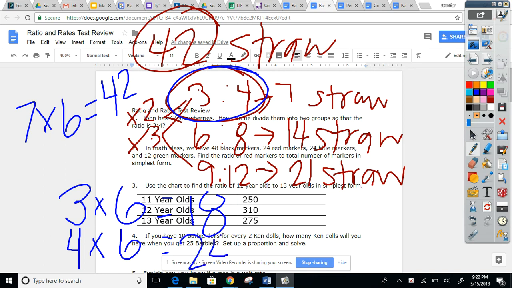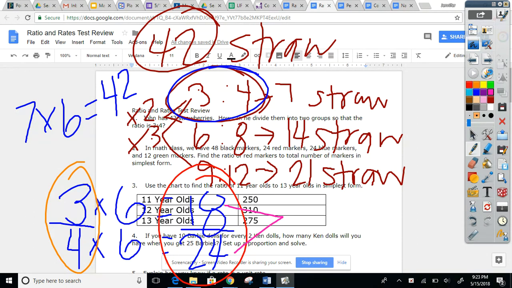24. Okay, if I were to put my little bars, because these are ratios, this is my ratio right here, 3 to 4. And I multiplied it, the top by 6 and the bottom by 6. And now I have the ratio of 18 to 24. If I were to take these to find the total, my total needs to be 42 strawberries. So if I take 18 and I add 24, you will get 42 strawberries.